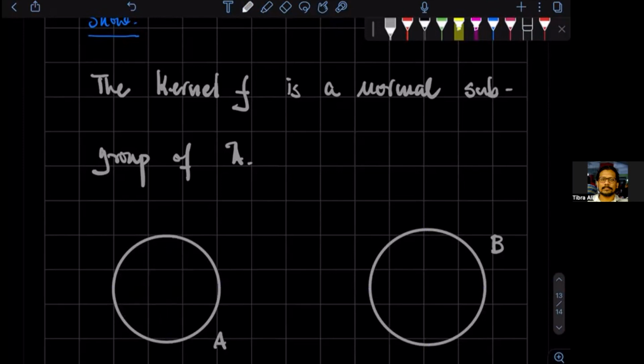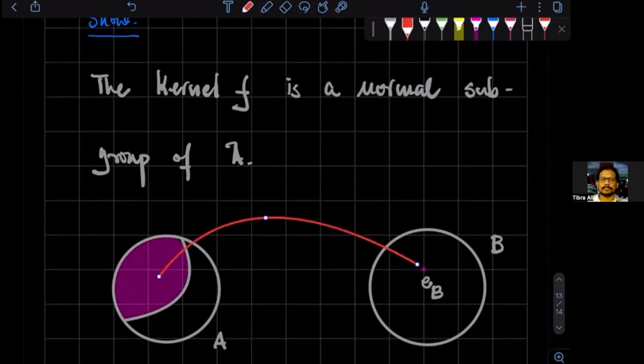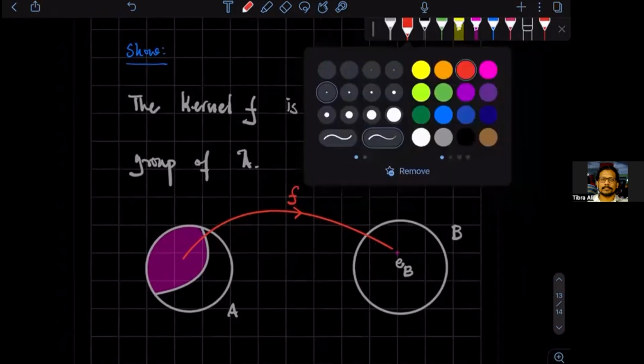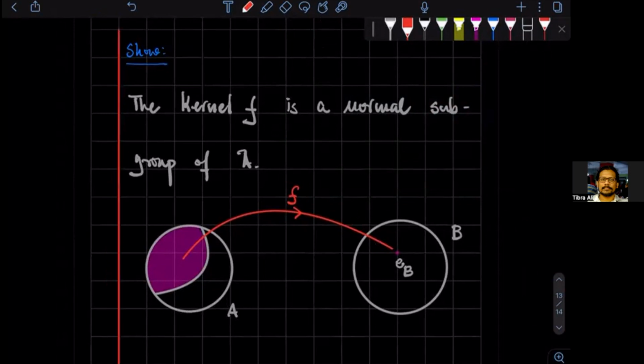Suppose that we have all these elements in B, and make them purple. In A, all these elements in A, and there is one element in B, which is the identity element e_B. And the map is such that all these purple elements in A map to the identity element in B. Then what you have to show is that this subset of A, which is the kernel of the map F, is a normal subgroup of A. Okay, so this is yours, the second exercise about group homomorphisms.